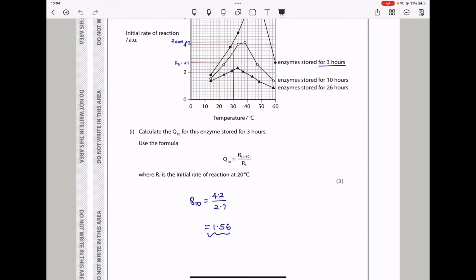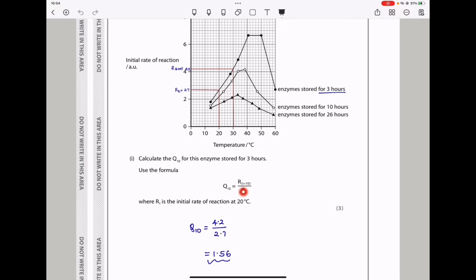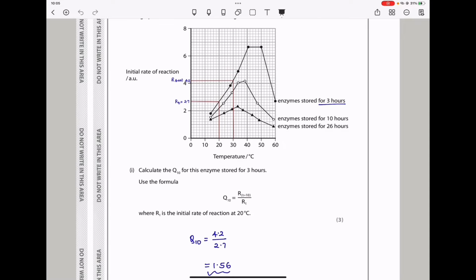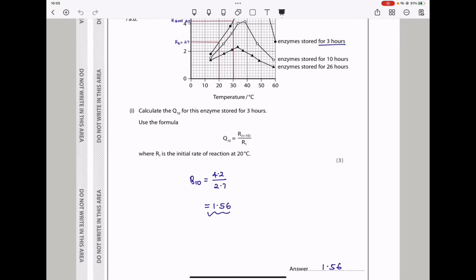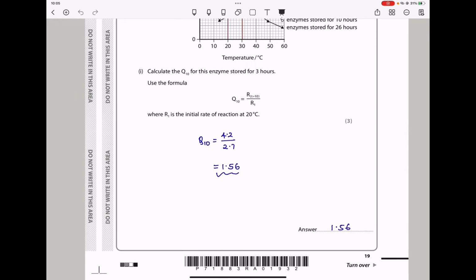So here they say, calculate the Q10 for the enzyme stored for 3 hours. They want you to use this formula, where RT is the initial rate of reaction at 20 degrees. If RT is rate at 20, it means RT plus 10 is going to be rate at 30. So for enzyme stored for 3 hours, I had to find the rate at 30, which is that, and I had to find the rate at 20, which is that. So that is 4.2, and this is 2.7. So Q10 was 4.2 divided by 2.7, which is 1.56, and that is my answer.